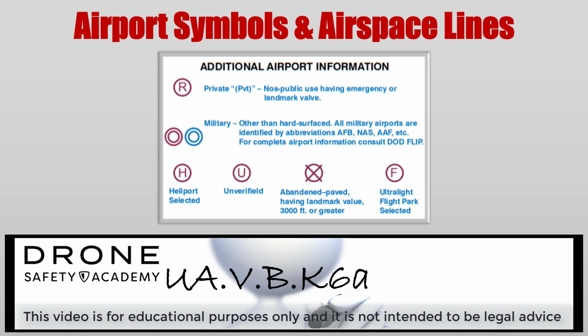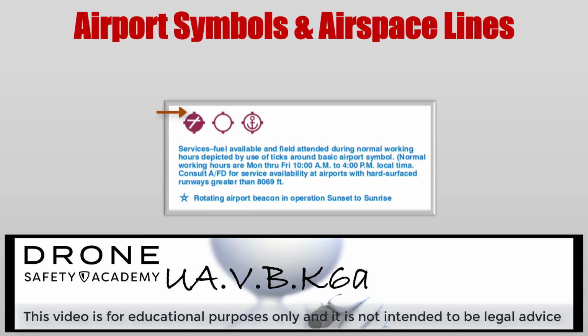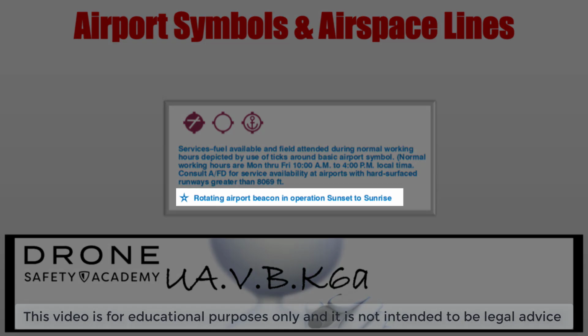These airport symbols are pretty straightforward. R is for private, a double circle for military, H for heliport, U for unverified, crossed out if it's abandoned, and F, ultralight flight park. If fuel services are available at an airport, you will see little nubs on the outside of the circle. If there's a rotating airport beacon that goes from sunset to sunrise, you'll see a little star on the top.